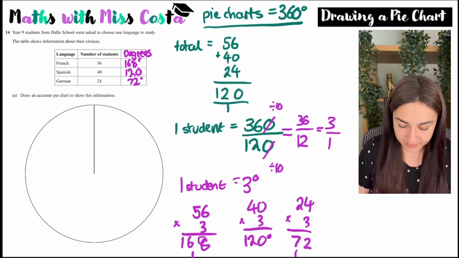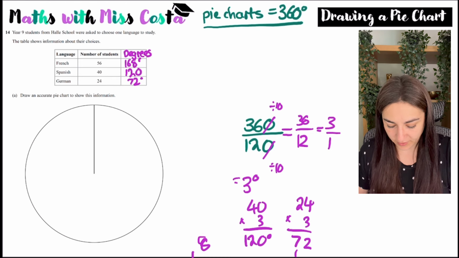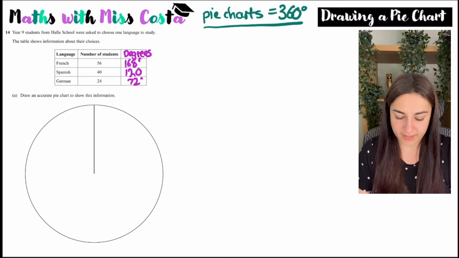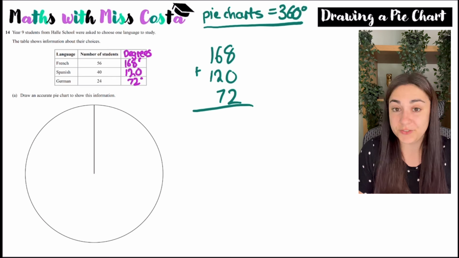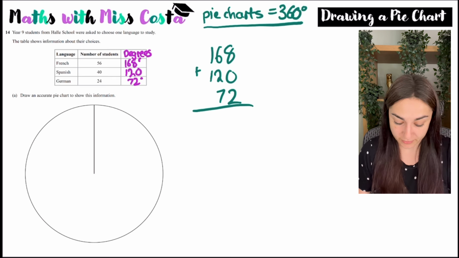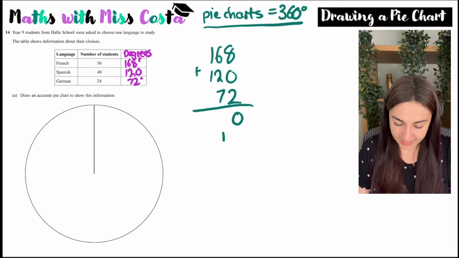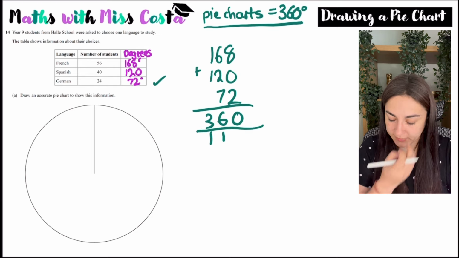And to double check that you've got all of this right, you know that all of the degrees should add up to make 360. So just to double check that all of your working is correct, you'd want to do 168 plus 120 plus 72, just to double check that they sum to 360. So 8 plus 2 is 10, 6 plus 2 is 8, 9, 9 plus 7 is 16, and 1 plus 1 plus 1 is 3. So you know that your angles are correct.